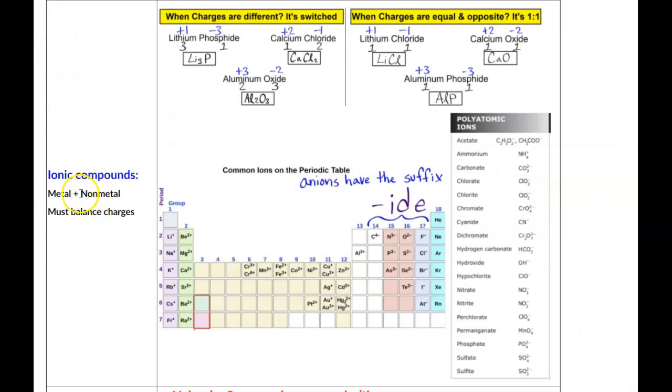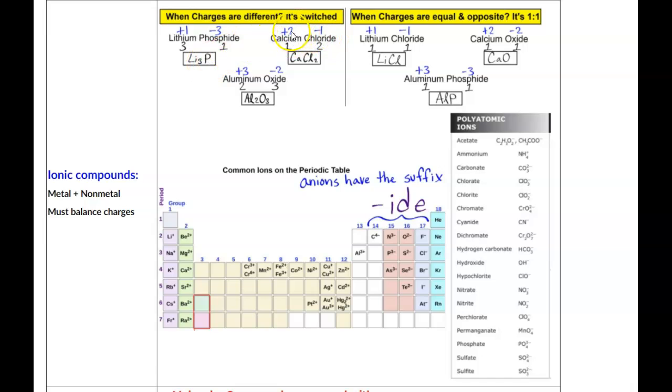Now a review on writing the formula of an ionic compound, which is a metal plus a non-metal. You have to balance charges. So for example, lithium has a charge of a positive 1 and phosphide has a charge of negative 3. To balance that, it takes 3 positive 1s to equal this 1 negative 3. And so the formula would be Li subscript 3, P for phosphide.